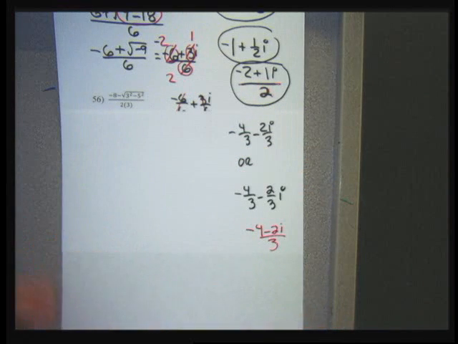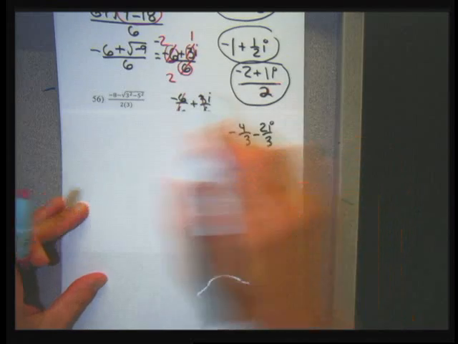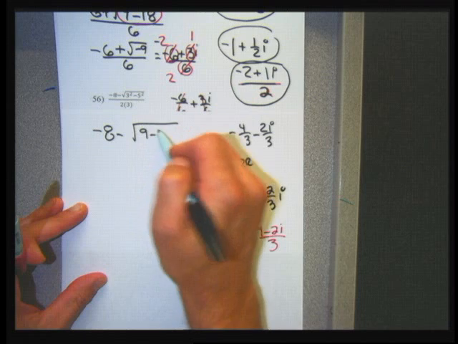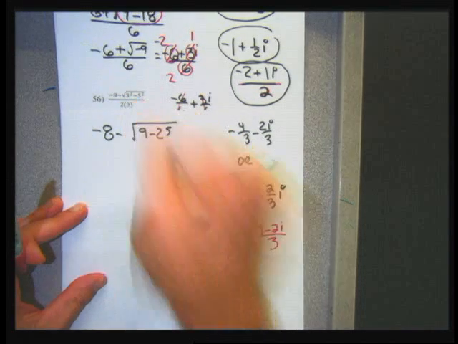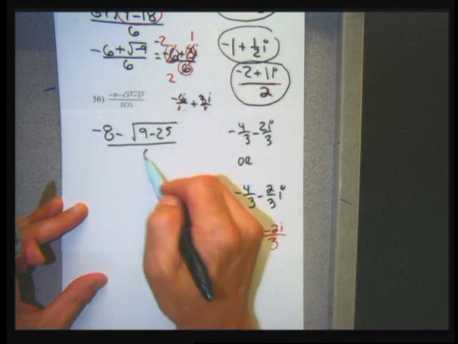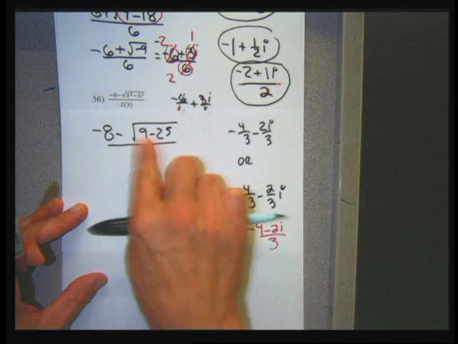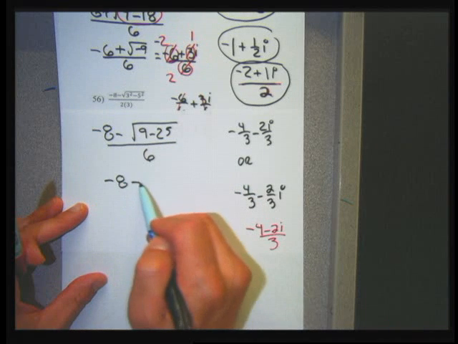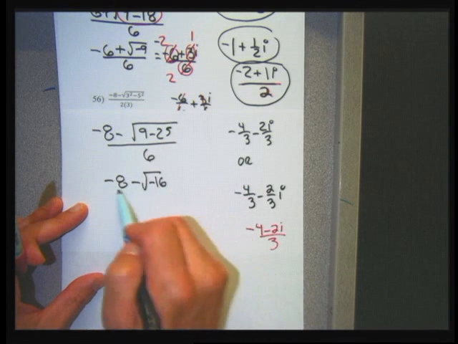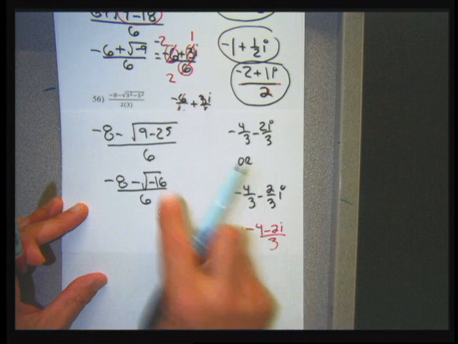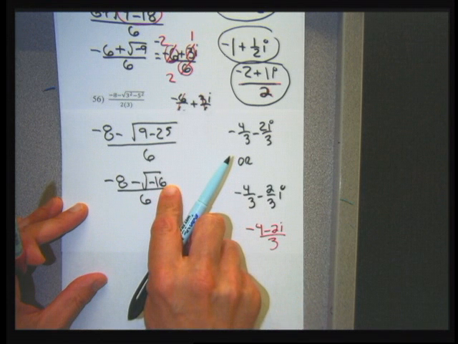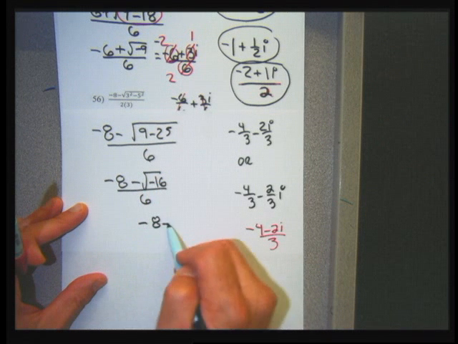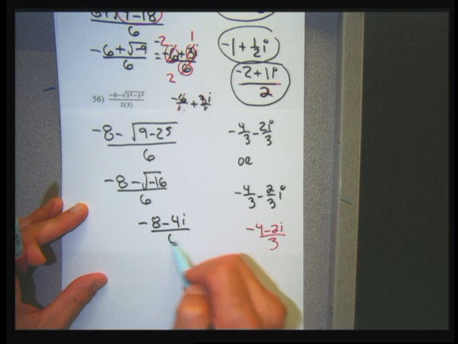So by hand, to get to this answer, I'm going to go negative 8 minus the square root of 9 minus 25, because 3 squared is 9, 5 squared is 25, over 2 times 3, which is 6. Then under the radical, 9 minus 25 is negative 16. So I'm going to get negative 8 minus the square root of negative 16 over 6. The square root of 16 is generally 4 without a radical, but I pop a negative on because of the i. So I'll get negative 8 minus 4i over 6.